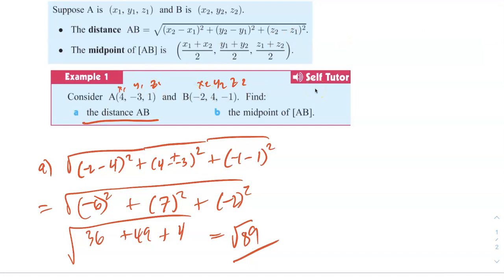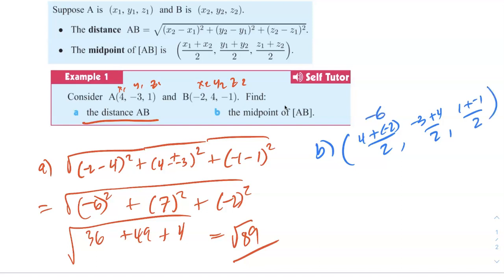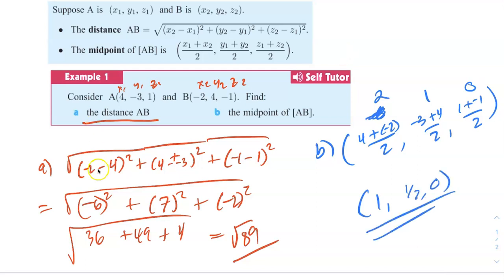Midpoint, similarly, just as easy. Remember, anytime I want to find the midpoint, just find the average. So we're just going to add up the x terms, divide by 2. Add up the y terms, divide by 2. And add up the z terms, divide by 2. So I get 2. I was multiplying for some reason. I don't even know what I was doing. 1 and 0. So I get 1, 1/2, and 0. That'll be the midpoint of these things. And that's the lesson.